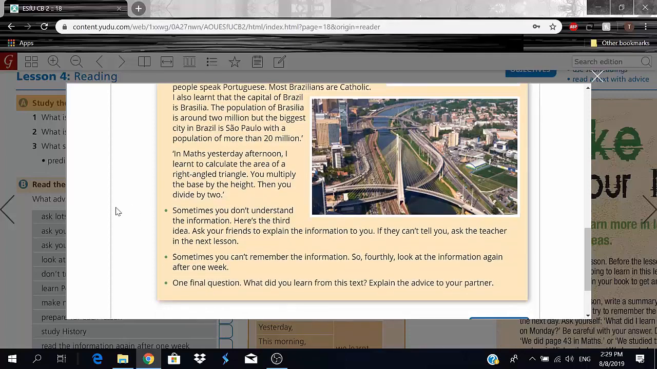You multiply the base by the height, then you divide by 2. Sometimes you don't understand the information. Here's the third idea. Ask your friends to explain the information to you. If they can't tell you, ask the teacher in the next lesson. Sometimes you can't remember the information. So fourthly, look at the information again after 1 week. One final question. What did you learn from this text? Explain the advice to your partner.